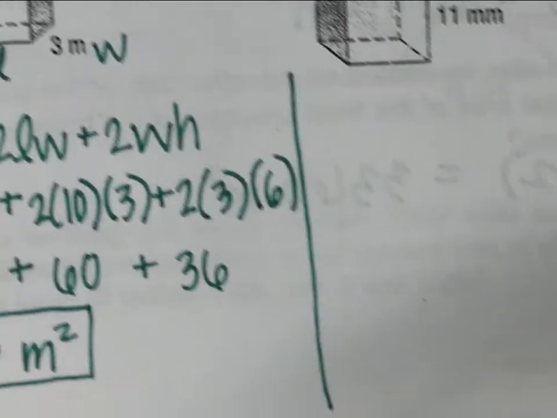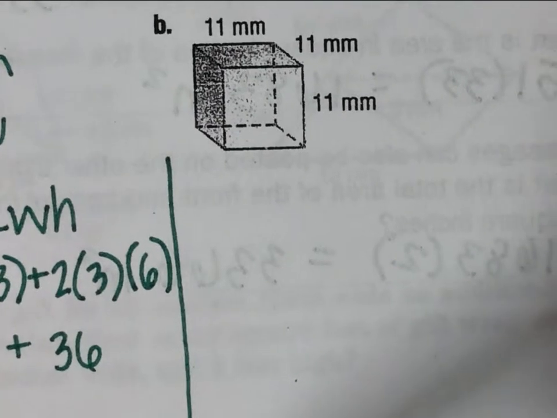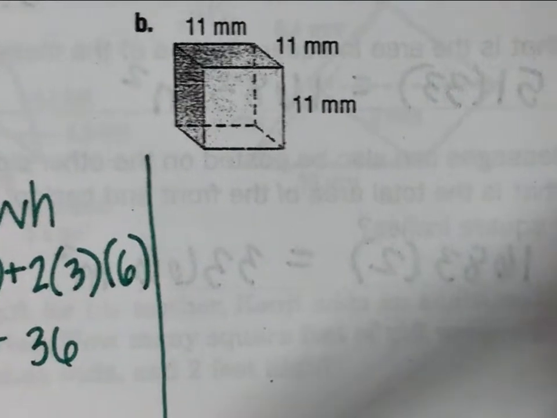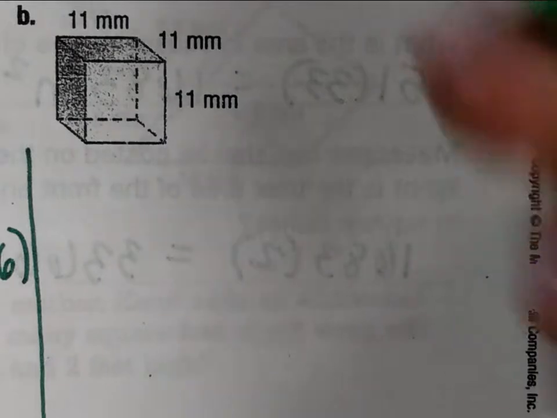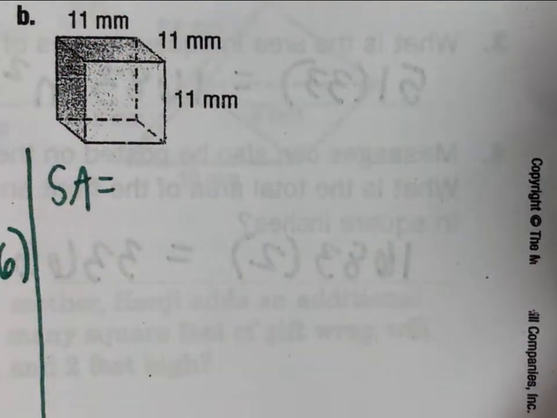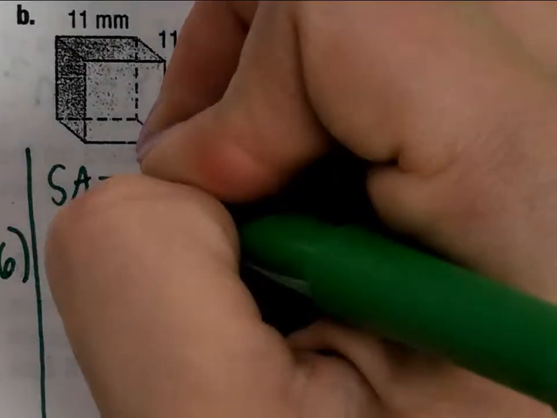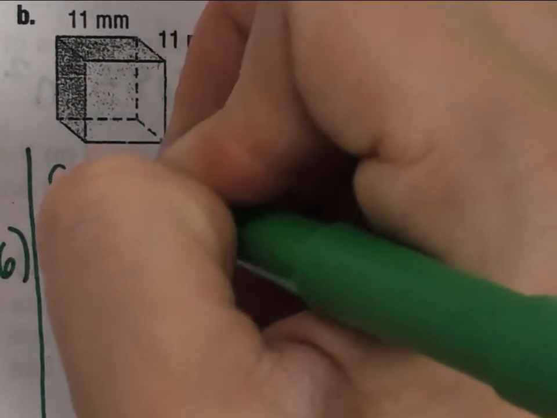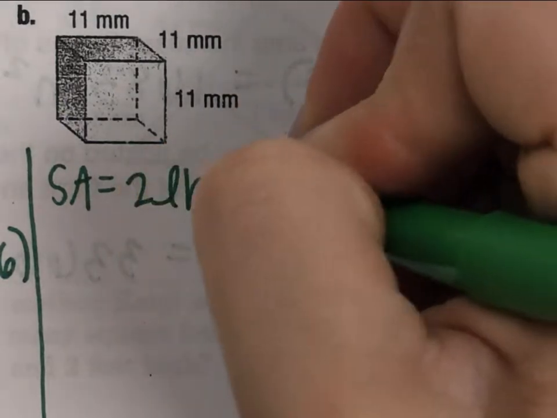Okay, let's do B. What type of figure do I have in B? Cube. That's actually a cube, right? So does it matter what my length, my width, and my height is? No. No, they're all the same. So I still have my same formula.